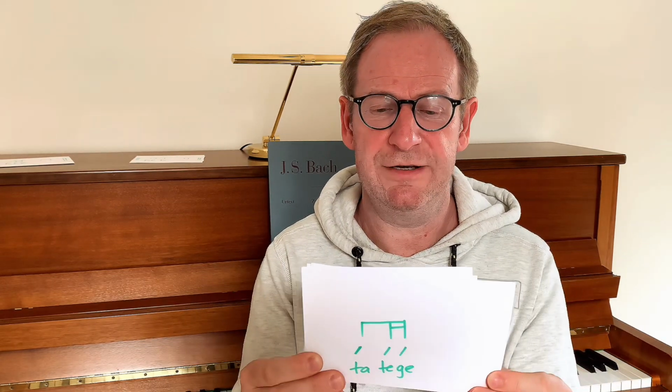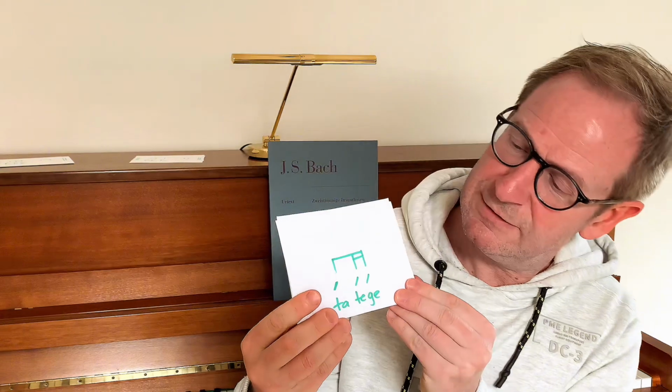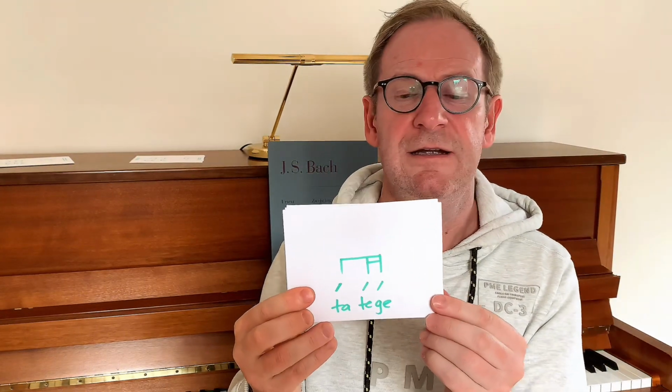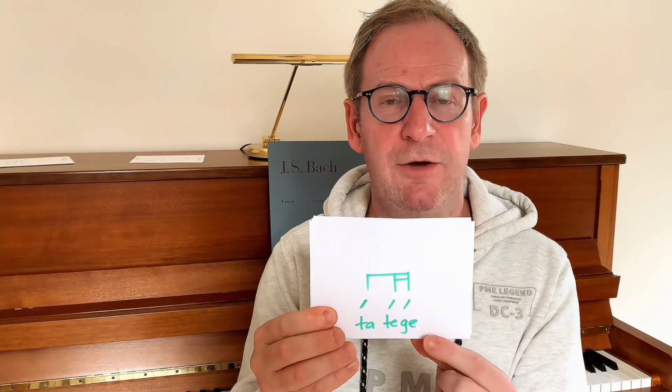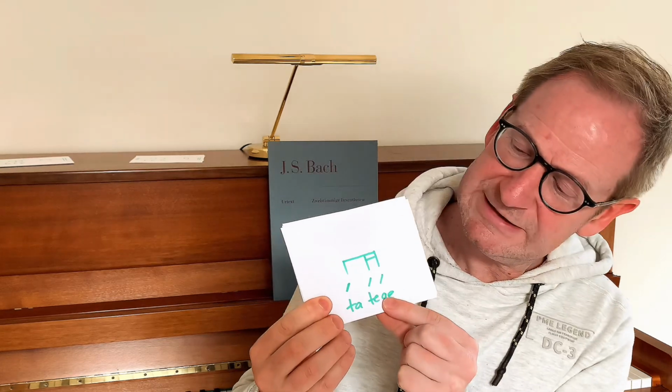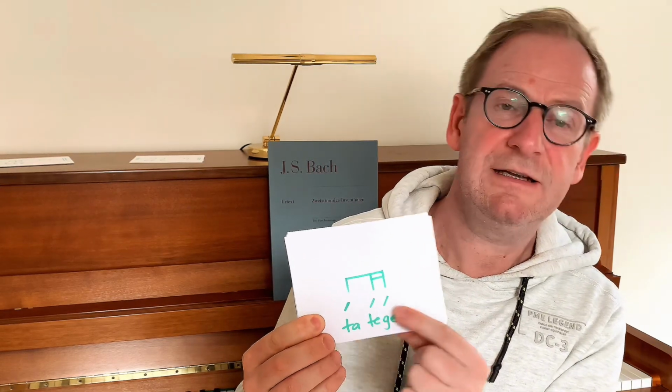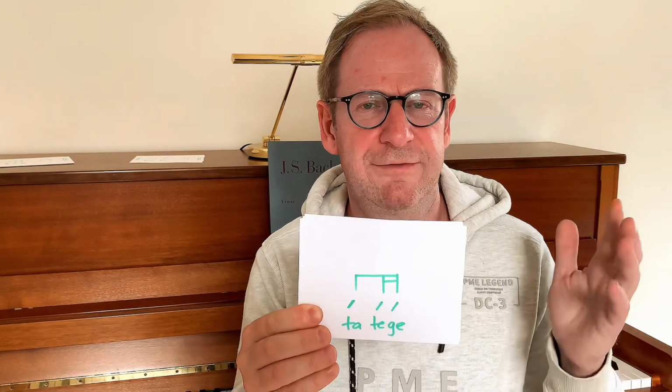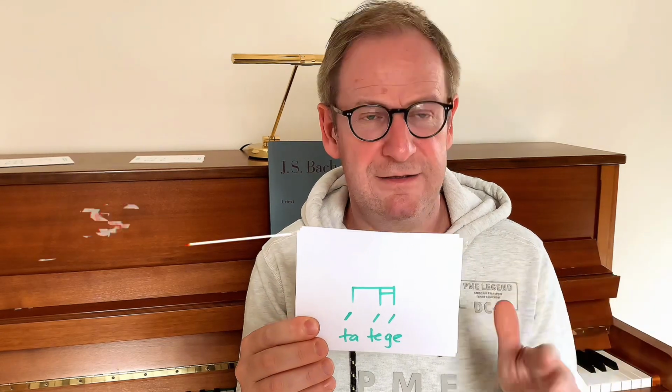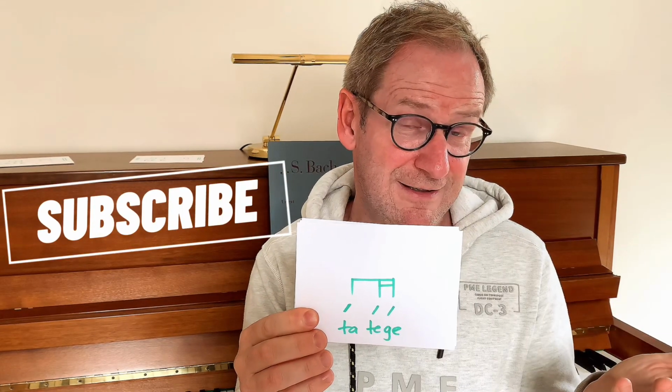So, and then the next one is called ta tege. From this tate we divided only the te into 2 sixteenth notes. We have ta tege, and that's a pattern that appears all the time in the score. We have ta tege, ta tege, ta tege, ta tege. Very simple. And the other way around, we have taga te.